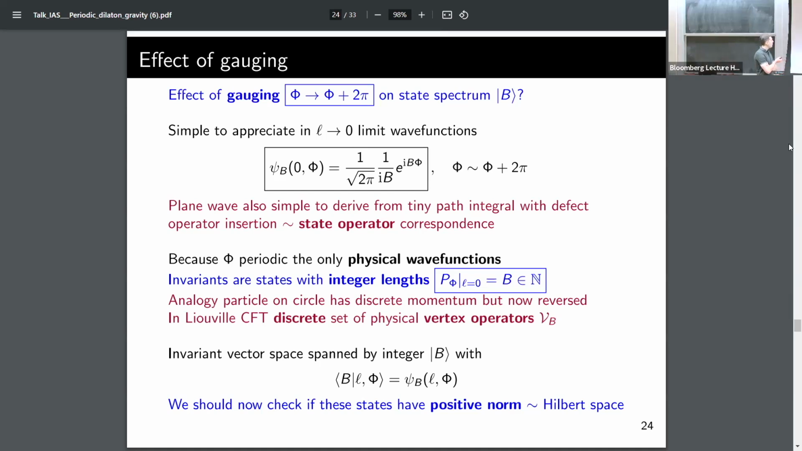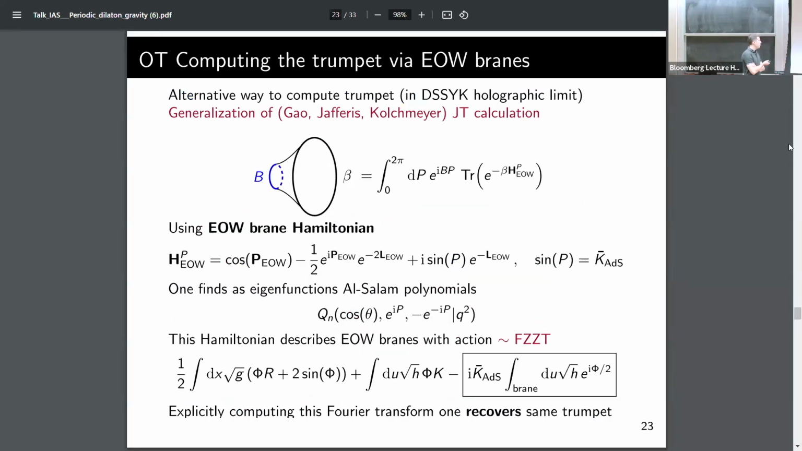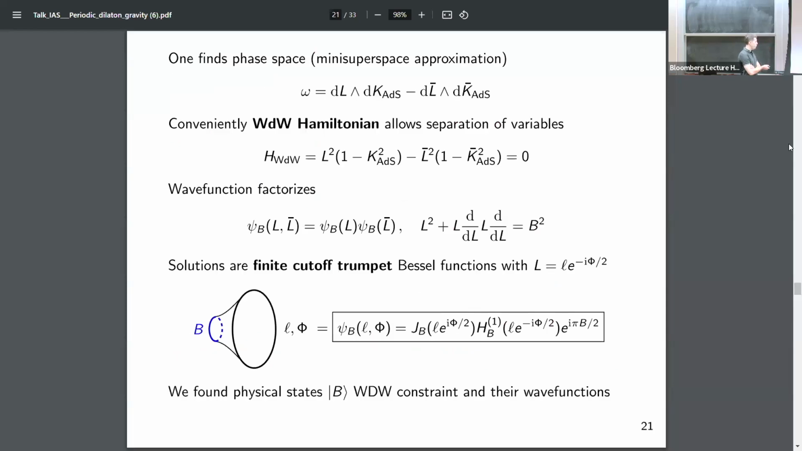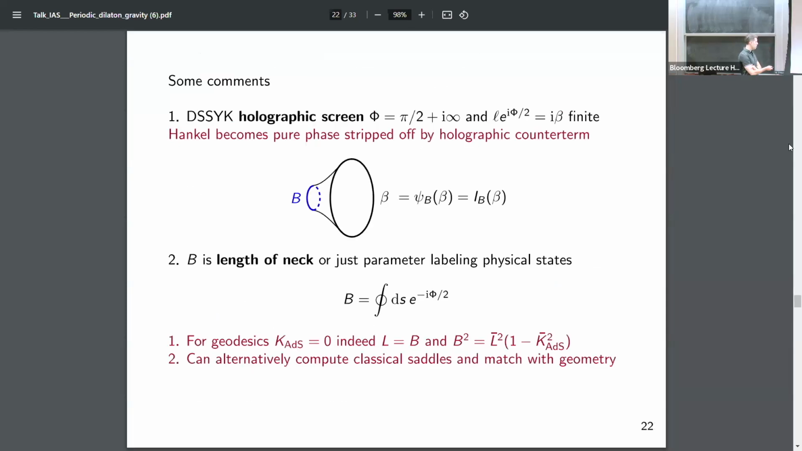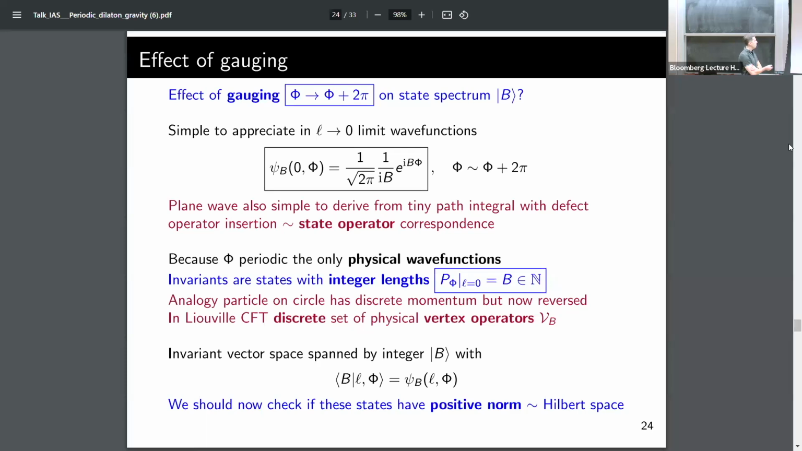And this is simple to appreciate in the small length limit of the wave functions. If you take this Bessel J and Bessel function for small l, it reduces to an ordinary plane wave. Now I see that if I identify the dilaton with 2 pi, this means that the B has to be discretized for the wave function to be physical. In other words, these states are eigenstates of the conjugate to the dilaton, which is B, which therefore needs to be discretized.